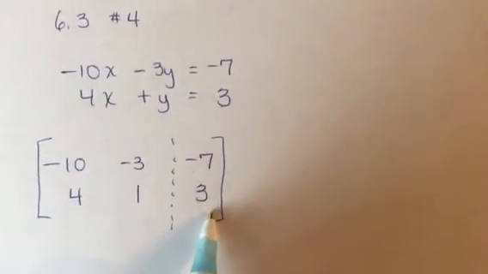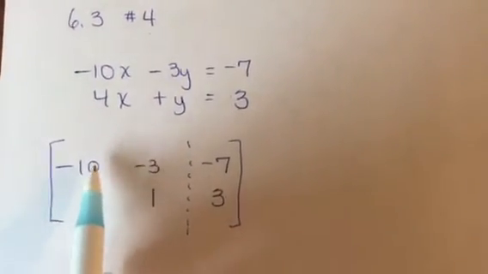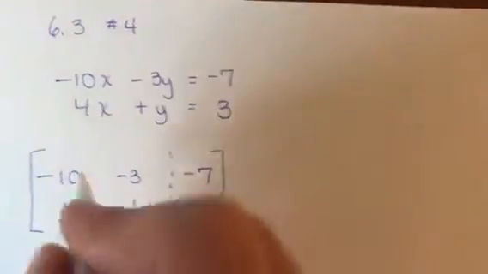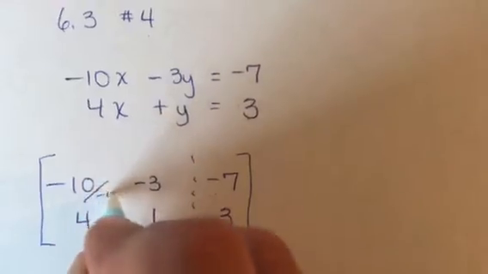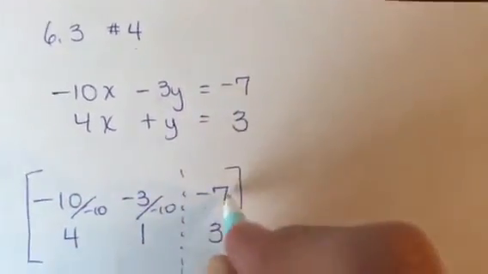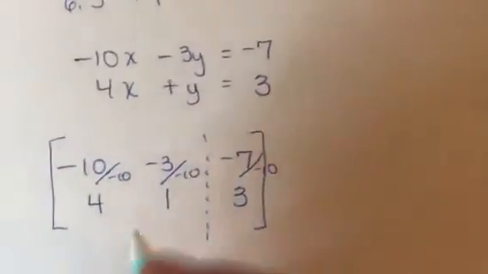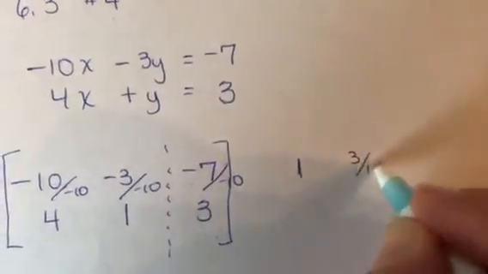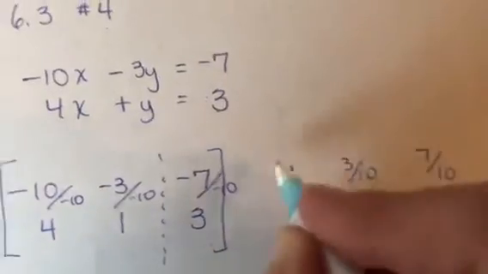Now remember, on the Gaussian elimination, we need this to be a 1. And you can switch these around. If you want to put this on top, it doesn't matter. But whatever this is, I'm going to divide everything by it. And yes, I'm going to get fractions, which are gross. But that's the way it is. So here I'm going to get a 1. I'm going to get a positive 3/10 and a positive 7/10.